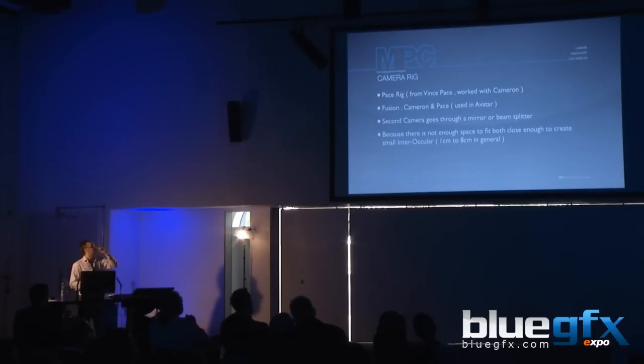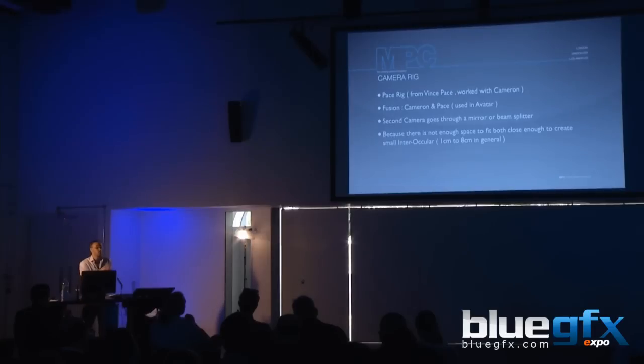So let's talk a little bit about those camera rigs, because they're important. I've just mentioned a couple of names here, but those change quickly. Those are sort of the historic creators. Pace did create the first rigs that they used with Cameron before Avatar, on another 3D production. And for Avatar, they had a special one that they built together. There are now other really good rigs that you can find, built by a London company or another company. But what's interesting in all those rigs is that the second camera, the slave camera, we call it, goes through a mirror.